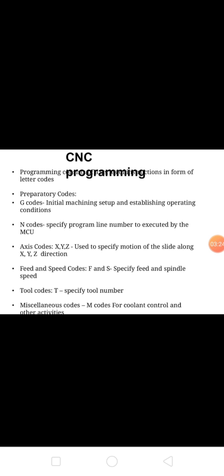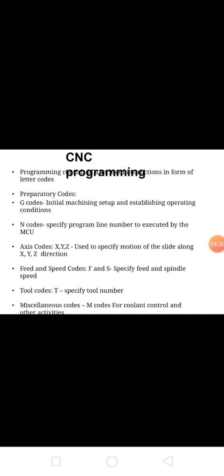What do N codes denote? They specify the program line number to be executed by the machine control unit. Axis codes X, Y, Z are used to specify the motion of the slide along the X, Y and Z directions. We saw in the last lecture what the directions of X, Y and Z are. X direction is the horizontal sliding of the table. Y direction is the in and out travel of the table, and Z direction is the up and down travel along the column.